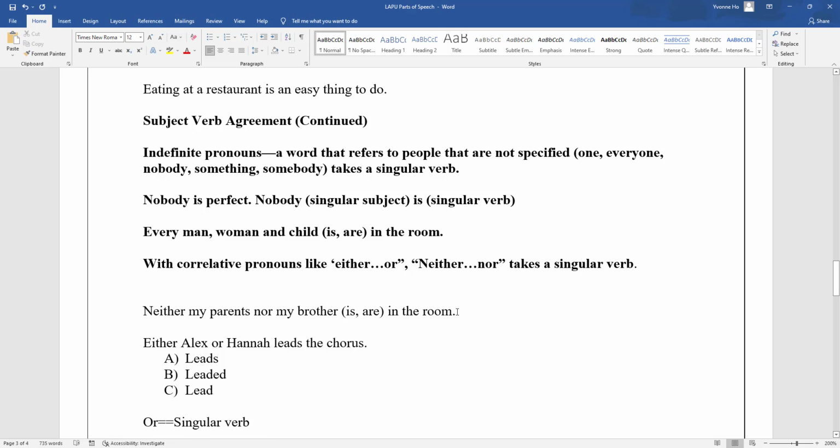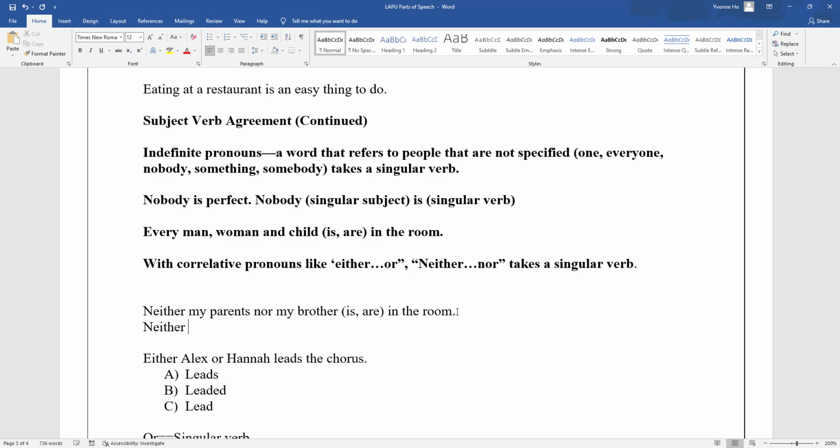If I switch it, if I say neither my brother nor my parents are in the room. So here I switched it. Now the second subject is plural. So now I'm going to say, neither my brother nor my parents are in the room.